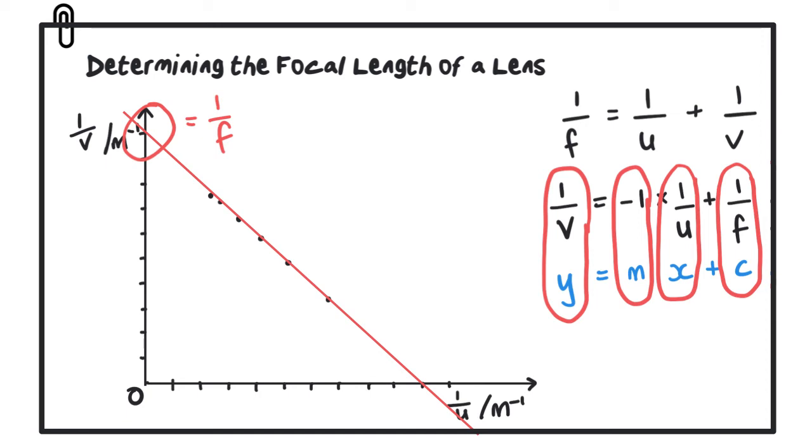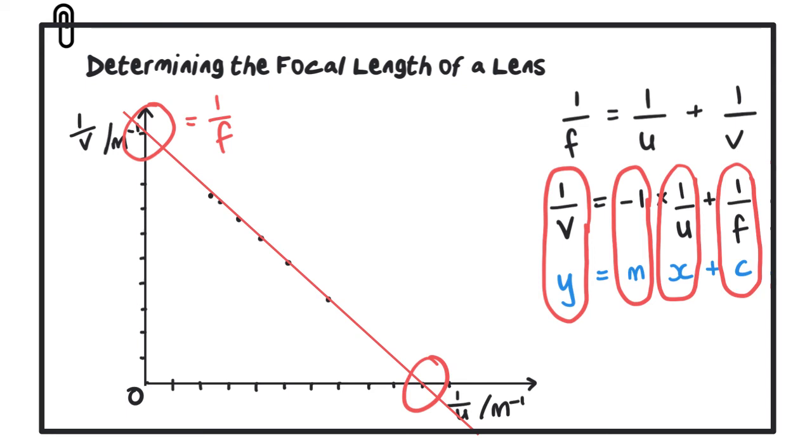length. Now, in fact, if we actually were to look at the intercept on the x-axis, that would also give us the value. Because just by looking at the equation, 1 over f is equal to 1 over u plus 1 over v. Well, if u is 0, then 1 over v is equal to 1 over f. But likewise, if v is 0, then 1 over u is equal to 1 over f.